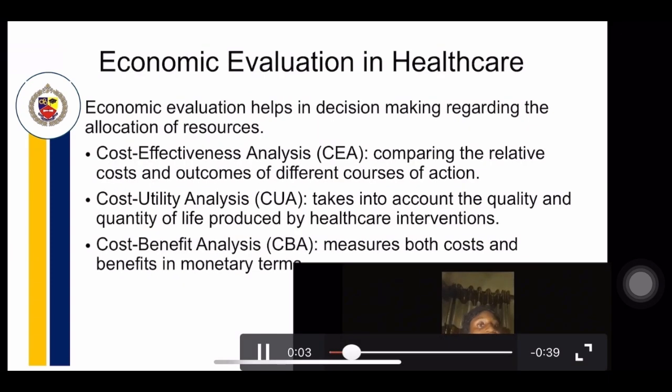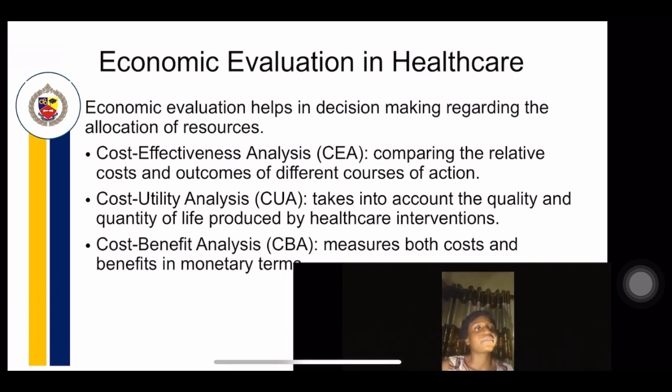Economic evaluation in healthcare helps in decision making regarding the allocation of resources. So we use cost effectiveness analysis to evaluate healthcare, that is comparing the relative cost and outcomes of different courses of action. You have cost utility analysis. It takes into account the quantity and quality of life produced by healthcare interventions. The cost-benefit analysis measures both cost and benefit in monetary terms.